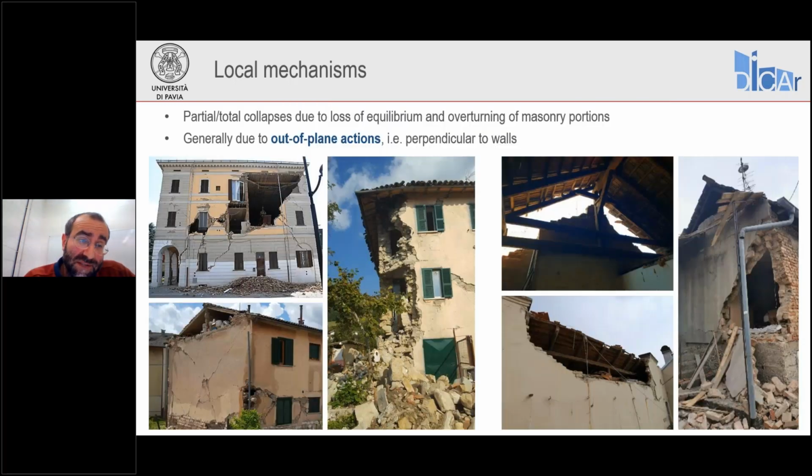What are these local mechanisms? Well, these are failure modes that are related to loss of equilibrium of portions of masonry, related to overturning out of plane of these portions of masonry, leading to partial or total collapses. And usually they are due to out of plane actions, that are accelerations acting perpendicularly to the wall panels.